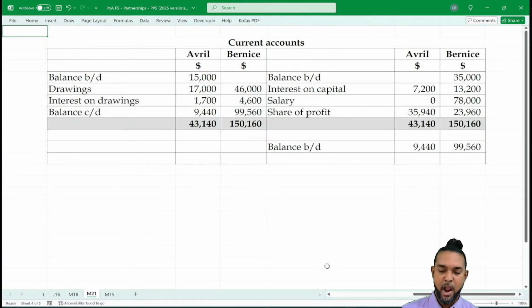Send it in the chat. Okay, all right. In class, people, are we okay with the solution on the screen for the current accounts for Avril and Bernice? Any questions? Any problems? Are we good? All right, Google Meet, you guys know the drill. Can you give me a quick G in the chat? If you need me to re-explain, not a problem. Let me know.